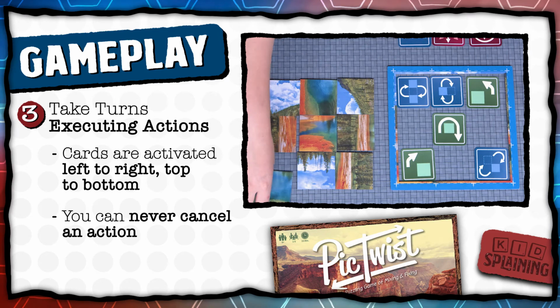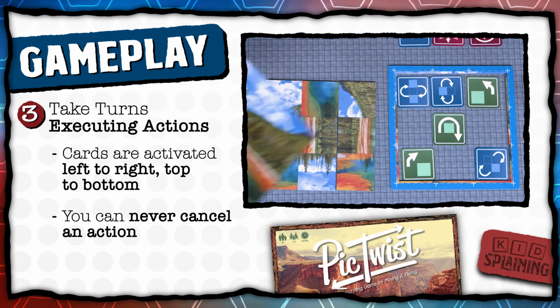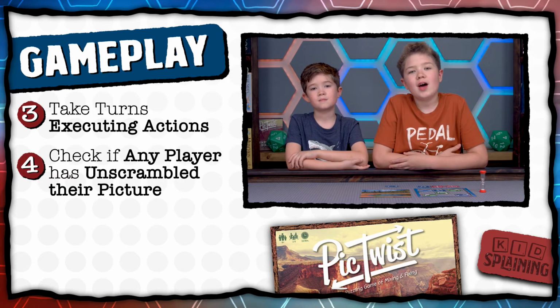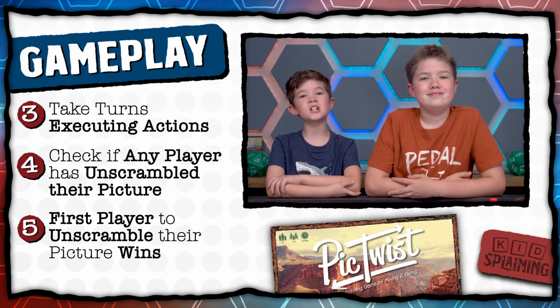As soon as you're finished with your actions, put the photo back on top, then the next player does all of their action cards. Once everyone has finished their actions, check to see if anybody completed their picture. If not, take back all of your action cards except for any red ones you've used and start the next round placing action cards to continue unscrambling your picture. The first person to finish their picture wins!